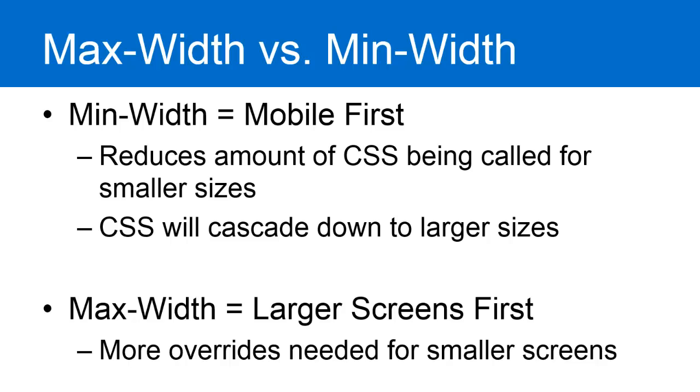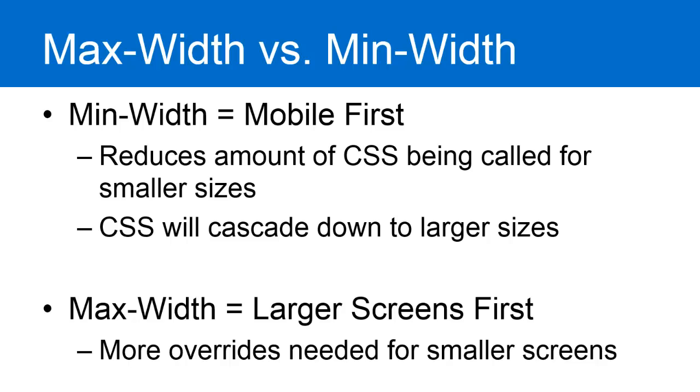The min width is really, you're talking about mobile first, and you're talking about setting a design so that you're designing for mobile first. You have a base design with mobile first, and then you adjust it and override those styles as the screen gets larger. The max width is basically saying, I'm going to start with a large design first, so large desktops, and then as the screen gets smaller, you're going to override those larger CSS properties.